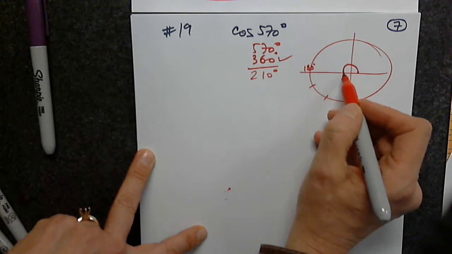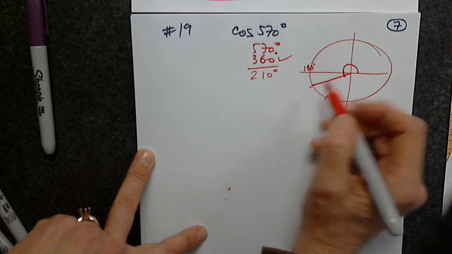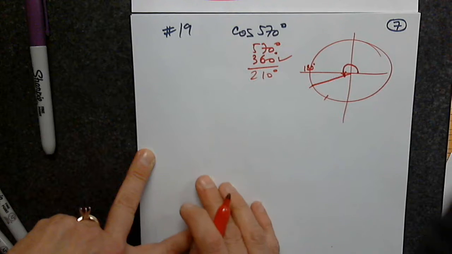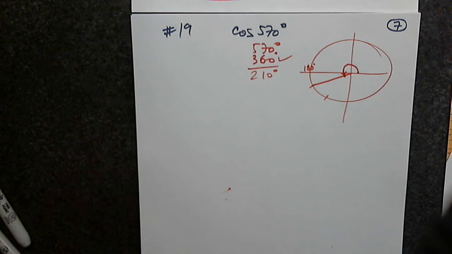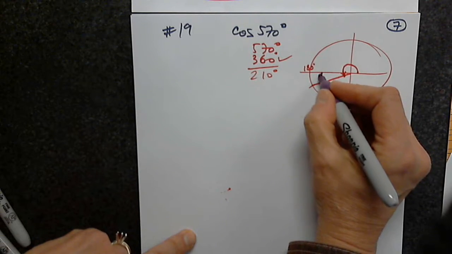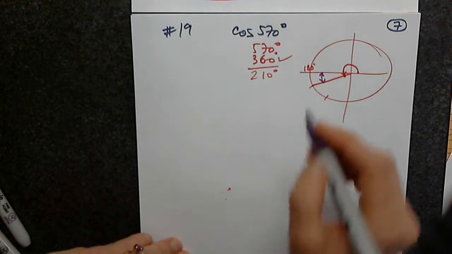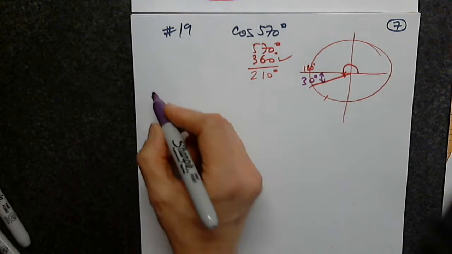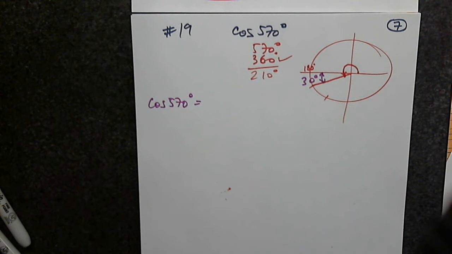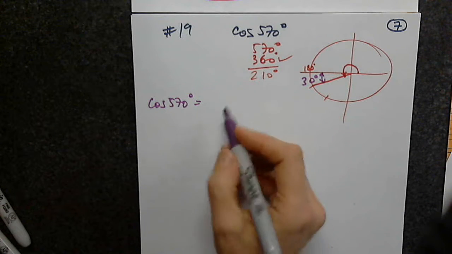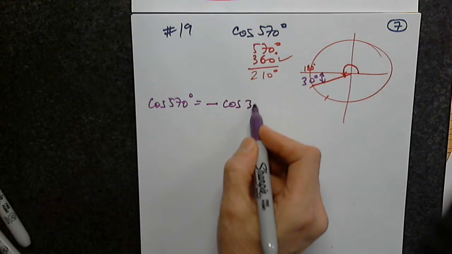Right, so I divide this in 3 equal parts. So this is my angle. I need to identify the reference angle. What is the reference angle? 30 degrees. Very good. So now you will say cosine 570 degrees is definitely the same with? Negative cosine. That's it.